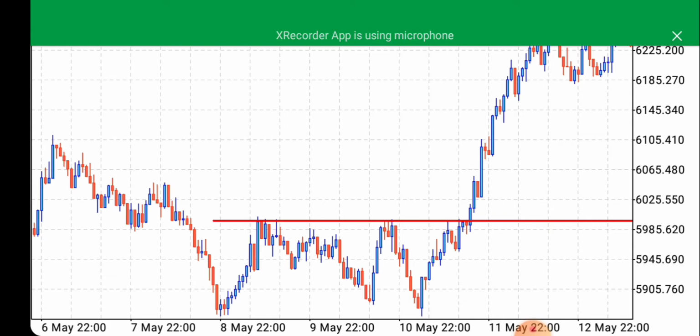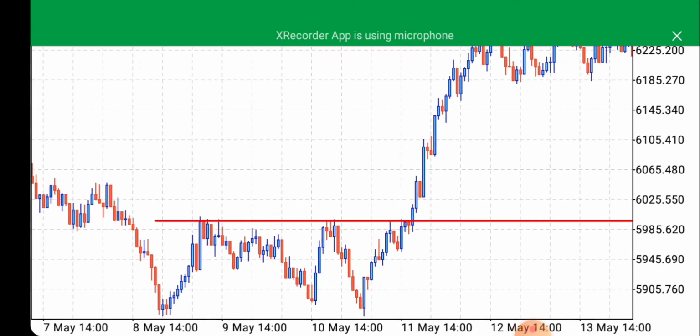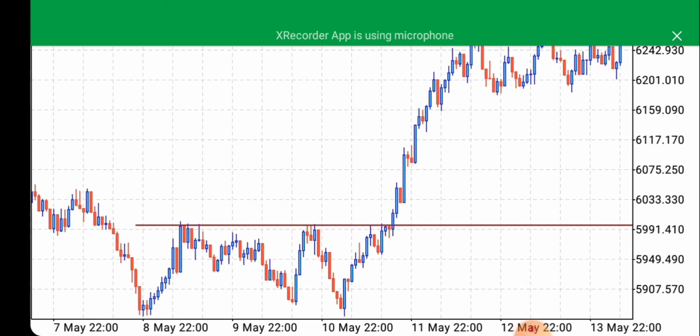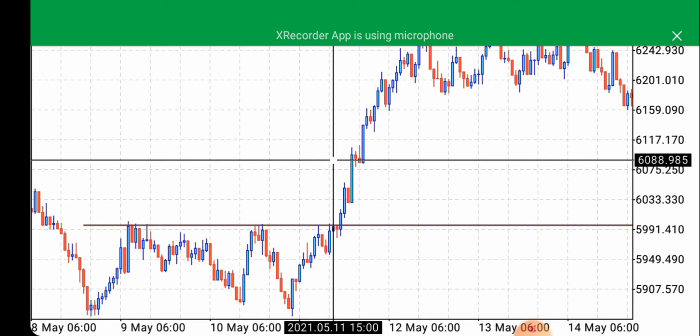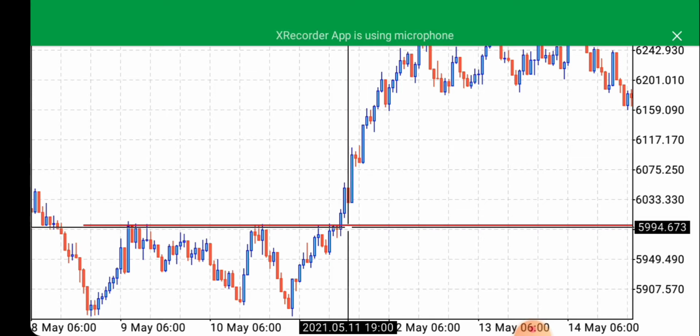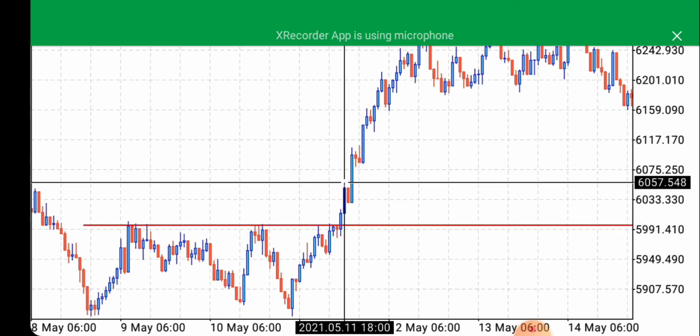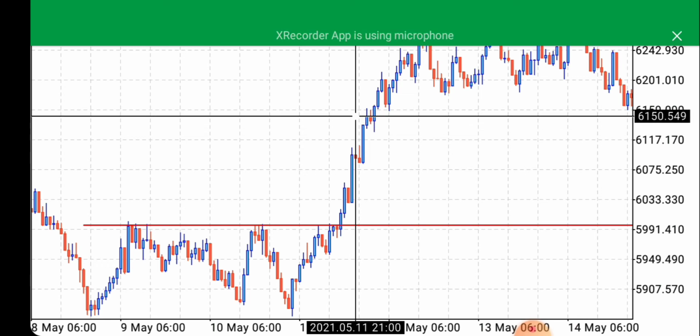So when you sketch now, you wait for the break. You can see that after price broke this zone, you see how it moved right up. You see how price kicked right up from here. Just imagine you entered here and then you would have ridden the trend right up.